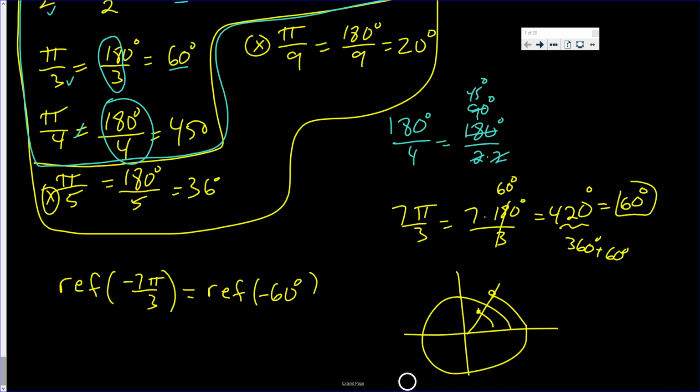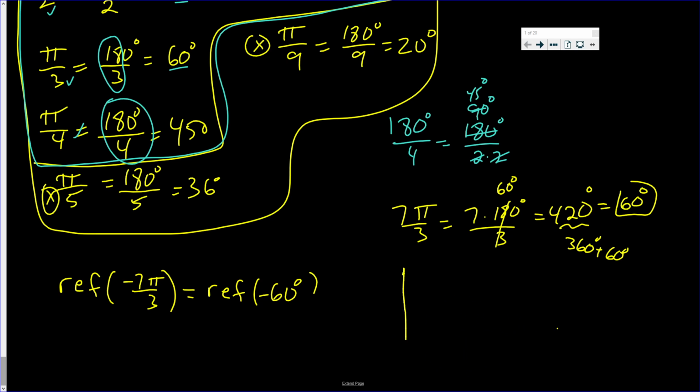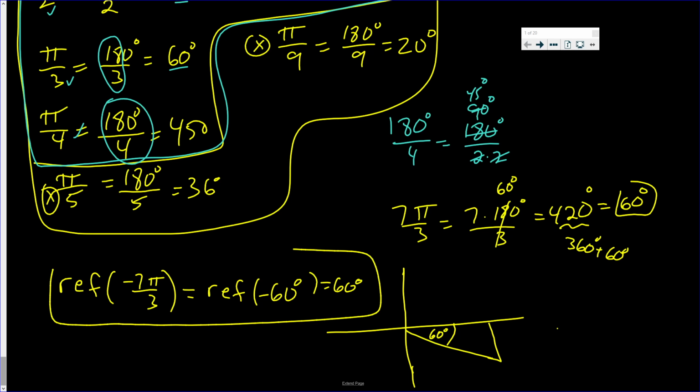Okay? So let us draw that right here, and let us decide what the reference angle is. Negative 60 is this angle right here. Oh, that's right where the right angle goes. This reference angle is 60. Reference angles are never negative. So the reference angle of negative 7 pi over 3 is the same as 60 degrees.